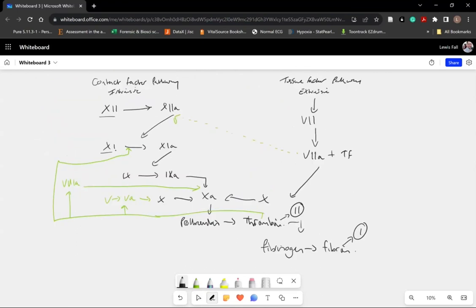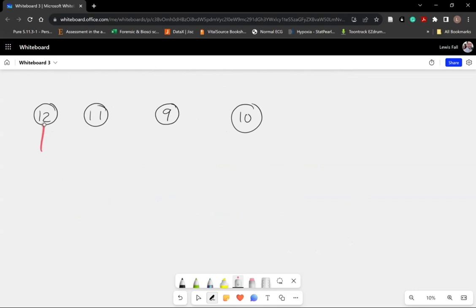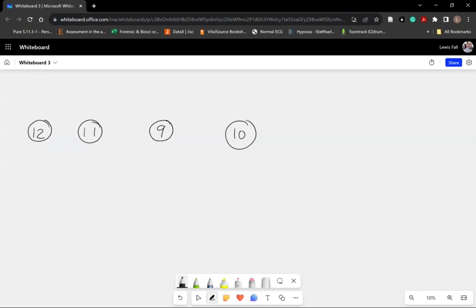12, 11, 9, 10. Here we go. 12, 11, 9, 10. Now what did I say that we needed to do in order to understand coagulation? Count down from 10 to 1. Okay, from 10 to 1.